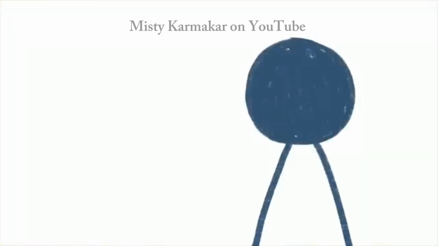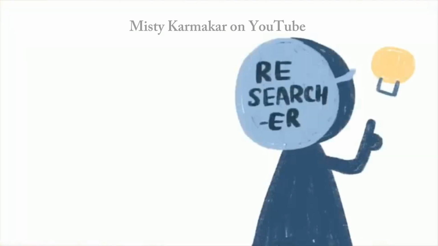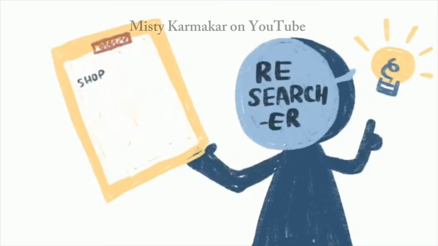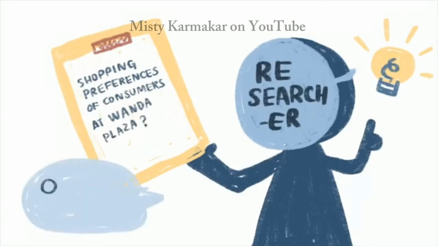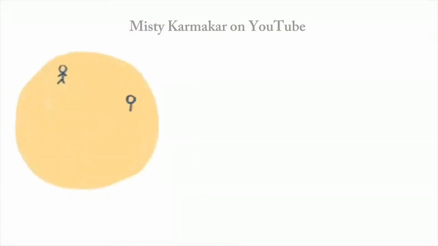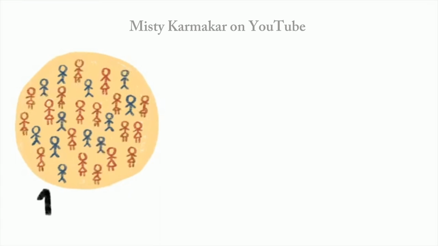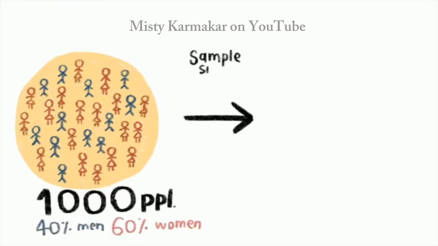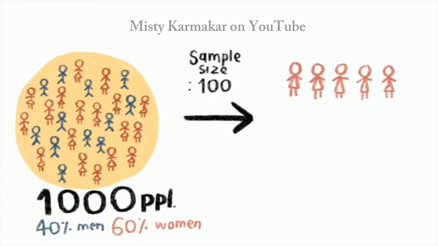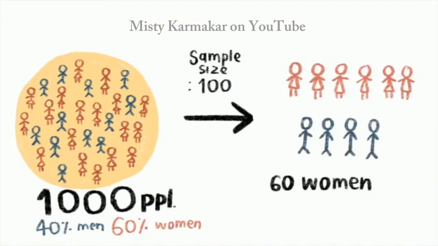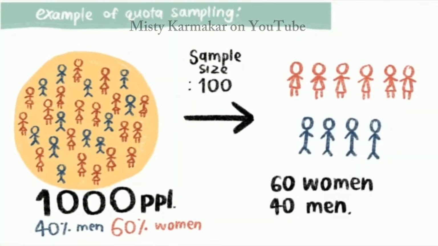Preferences of consumers at Wanda Plaza. Since he expects that gender may impact preferences, he decides to divide the population by gender. He researches and finds that 60% of shoppers are female. The researcher wants a sample size of 100, so in order to get a proportionate sample, he must find 60 females and 40 males. The researcher did not take any random sample, thus he has used quota sampling.